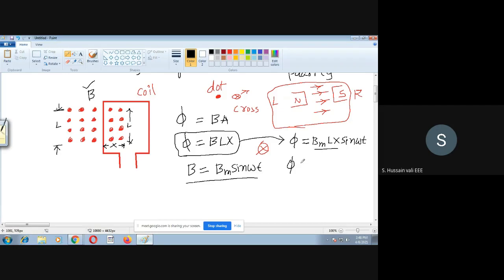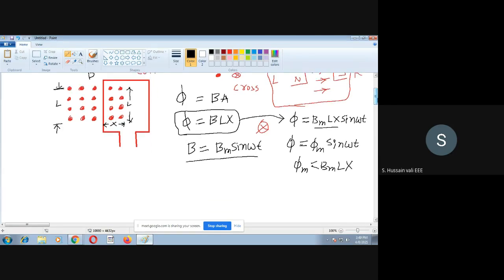So phi is equal to phi m sin omega t. What is phi m here from this equation? Phi m is Bm Lx. So this is the equation you got. Here the flux density in which the coil is present is a sinusoidally varying one, and its expression is Bm sin omega t.